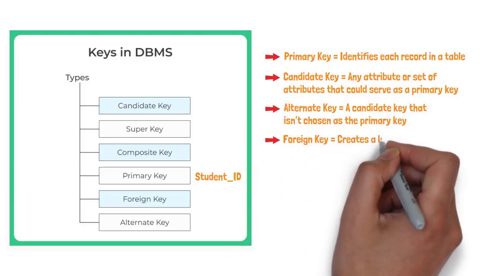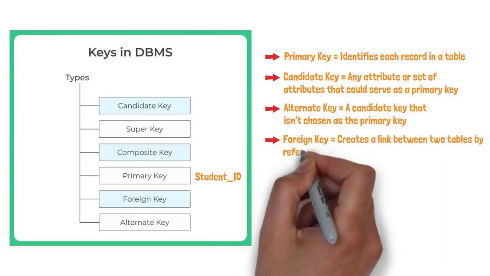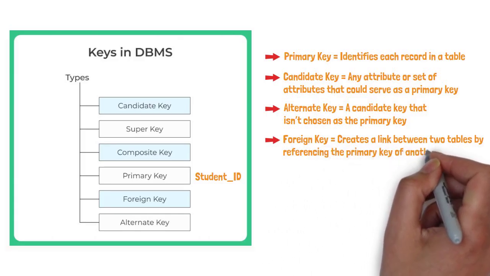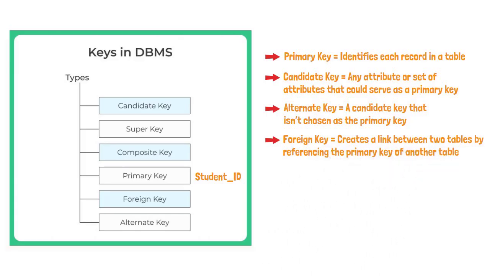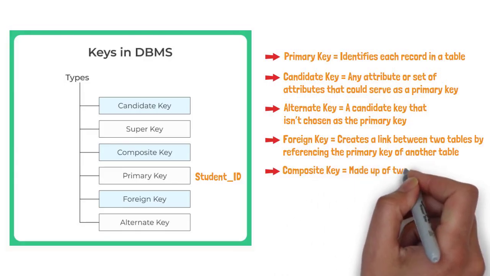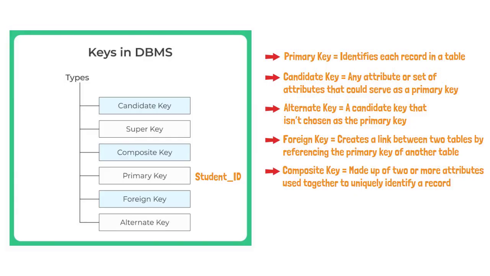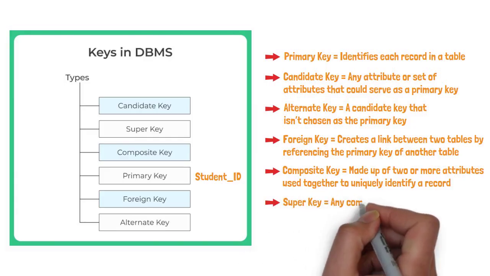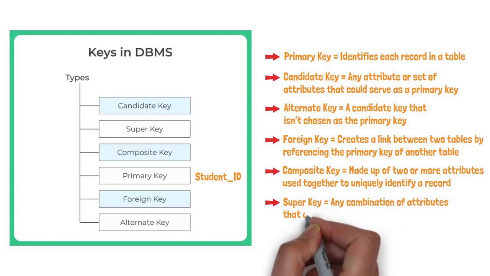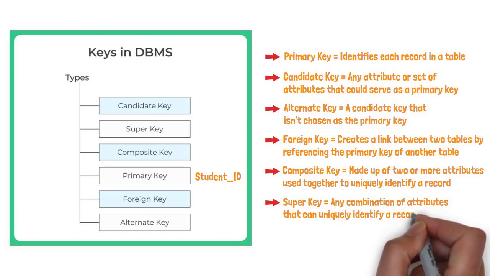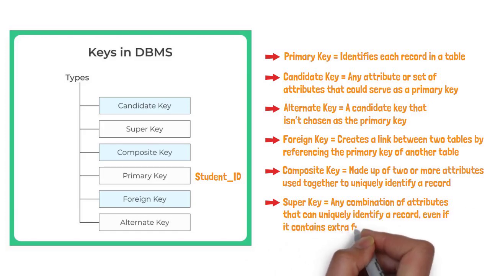A foreign key creates a link between two tables by referencing the primary key of another table. A composite key is made up of two or more attributes used together to uniquely identify a record. And a superkey is any combination of attributes that can uniquely identify a record, even if it contains extra fields.